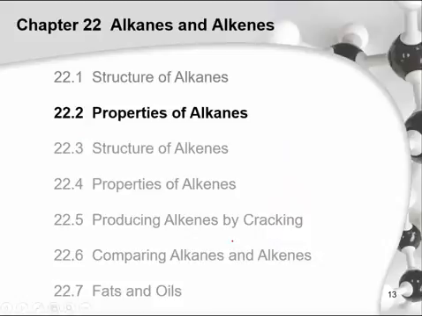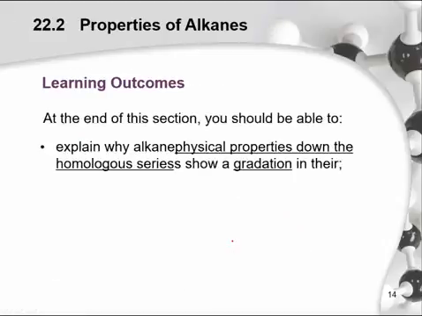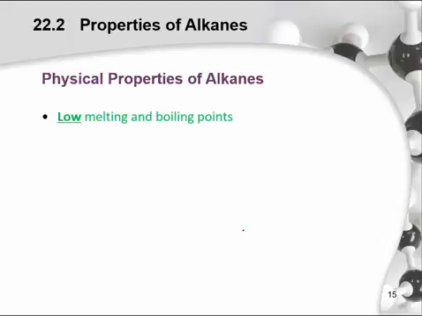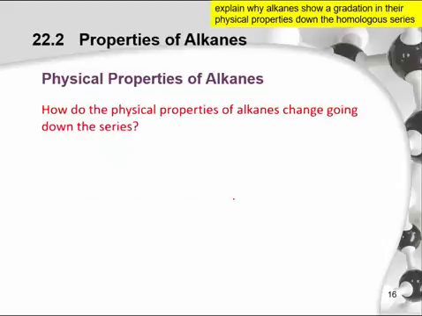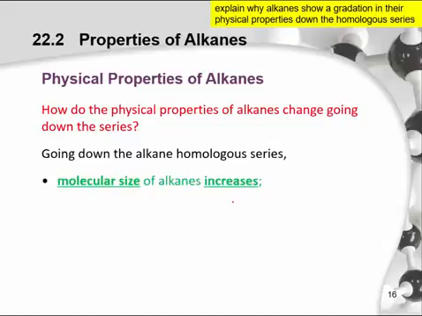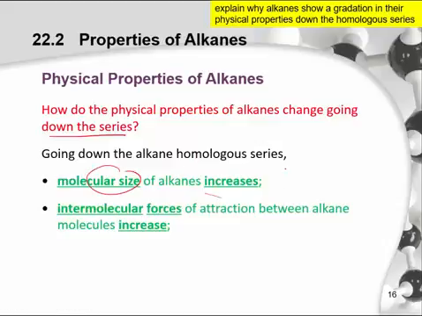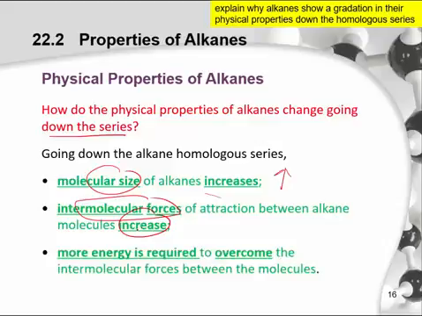Next, we'll learn about properties of alkanes. Now, alkanes have low melting and boiling points, are insoluble in water, and are generally soluble in organic solvents like oil and alcohol. How do the physical properties of alkanes change going down the series? Going down the series means going from small molecules to larger molecules down the family. First of all, molecular size increases. Because of increased molecular size, there's an increase in intermolecular force. And as you know, when there's an increase in intermolecular force, you need more energy to overcome the intermolecular forces of attraction.